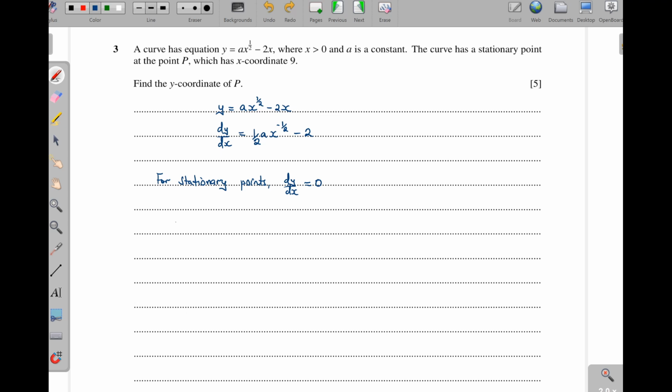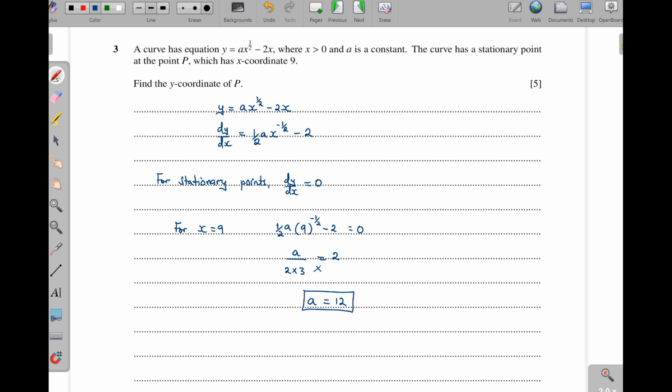As a 9. So for x equal to 9, we substitute a half of a, then 9 power negative a half minus 2 will be equal to what? To 0. So this one is going to be a, then out of 2 here, then times the square root of 9 is a 3. Okay, then this one is equal to 2. Then when we cross multiply, then our a becomes 2 times the 6, that is a 12.